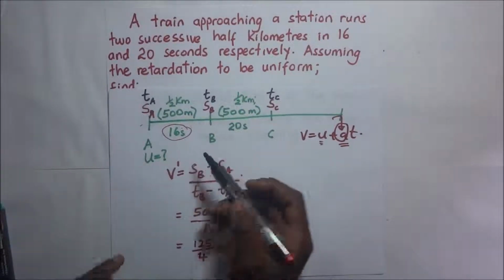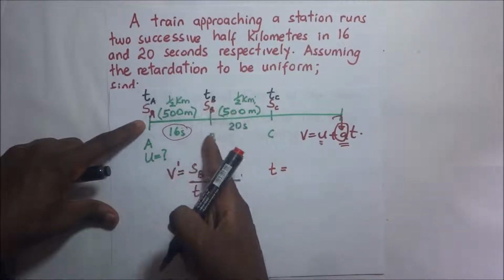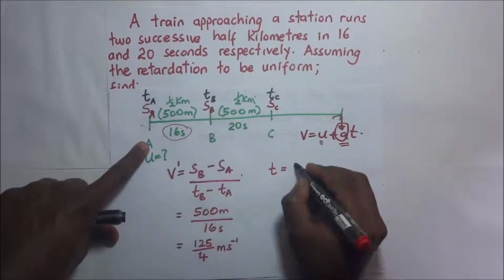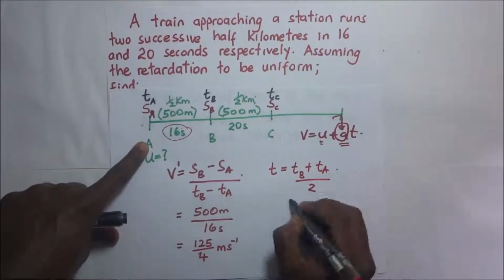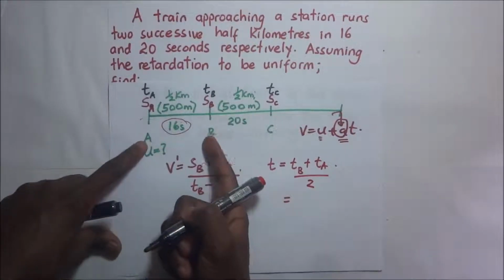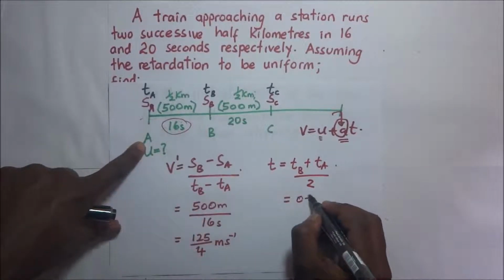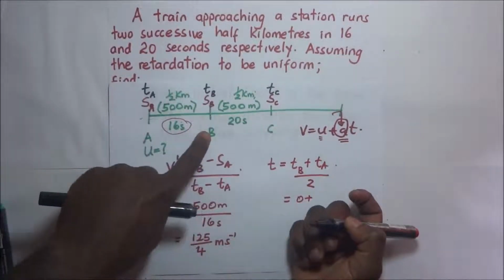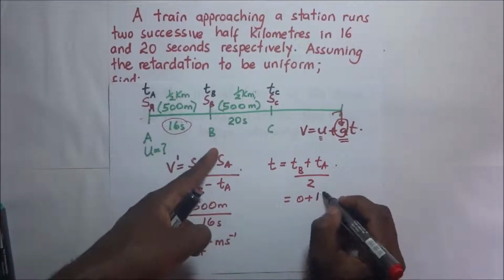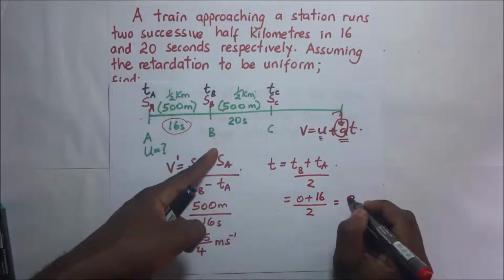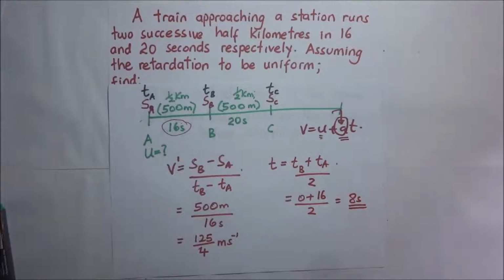So what about our average time between here? Of course, our average time is going to be equal to the time at this spot plus the time at that spot, divided by 2. That is TB plus TA, divided by 2. The time at A, when it just started, is 0, plus the time at B. The time at B is definitely 16 seconds, because it takes 16 seconds to reach this point. So 0 plus 16, divided by 2, and we shall end up with 8 seconds as our average time. So that is it for the first interval.